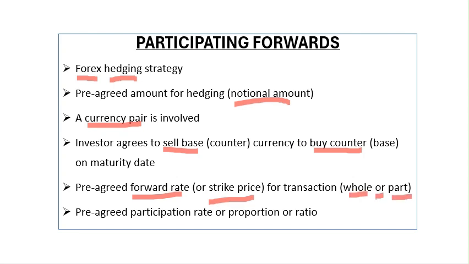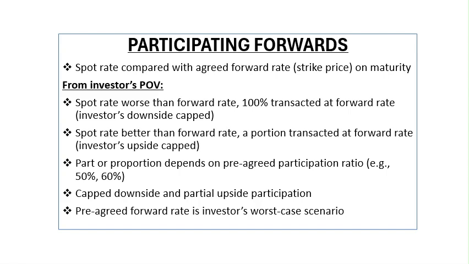There is also a pre-agreed participation rate or proportion or ratio. This ratio comes into play in a particular circumstance. More on this later. If the spot rate on the maturity is worse than the pre-agreed rate from the investor's point of view, the entire amount is transacted at the pre-agreed rate. Therefore, the investor's downside is capped.